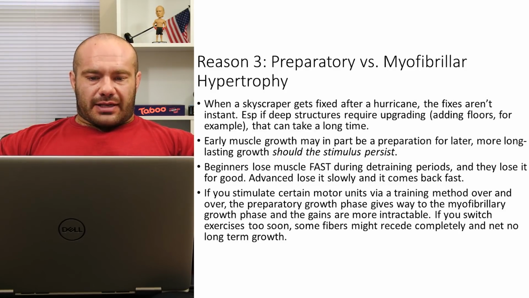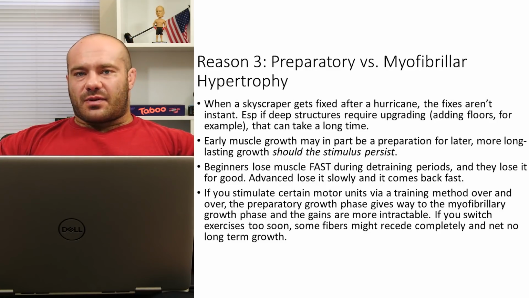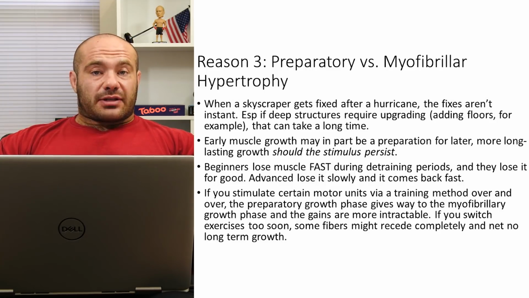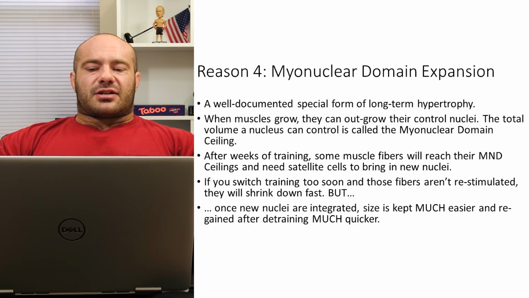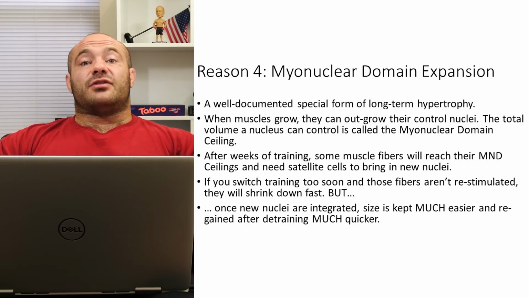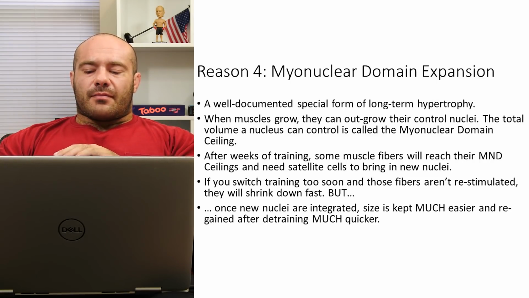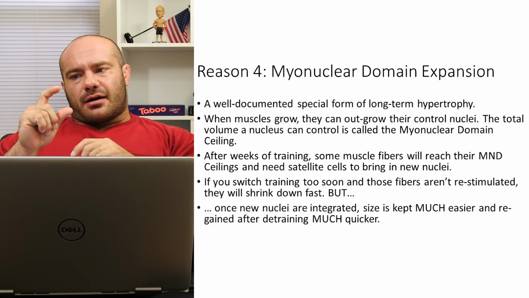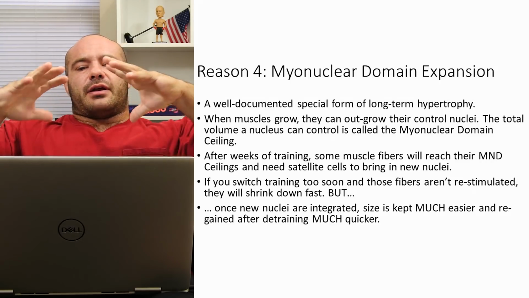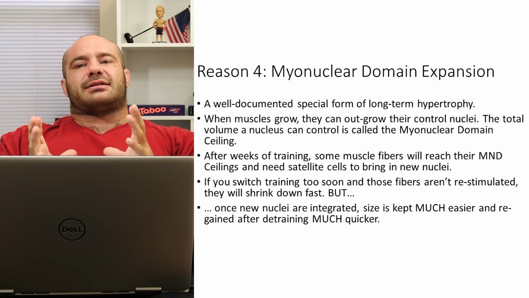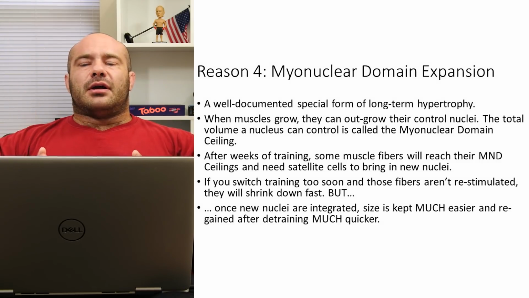Lastly, on a very related note, I was debating whether or not to make this 3 points or 4. It's a special case of preparatory myofibrillar hypertrophy: myonuclear domain expansion. It's very well documented, and is a special form of long-term hypertrophy. Here's how it works. A myonuclear domain is a cell nucleus, the control center of the cell, and all of the area or volume of a muscle cell that it controls around it, right?